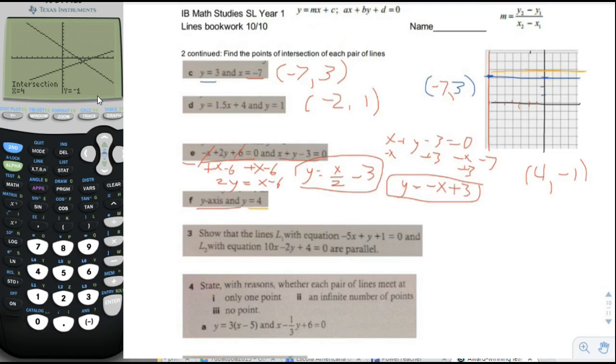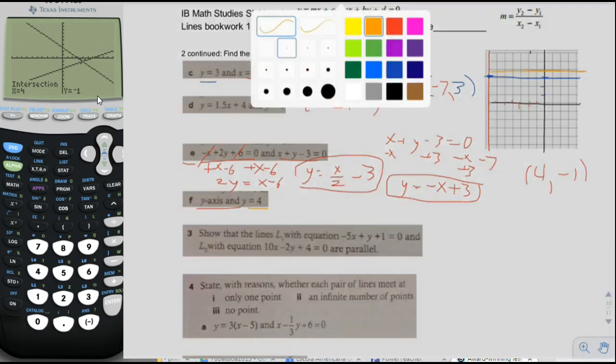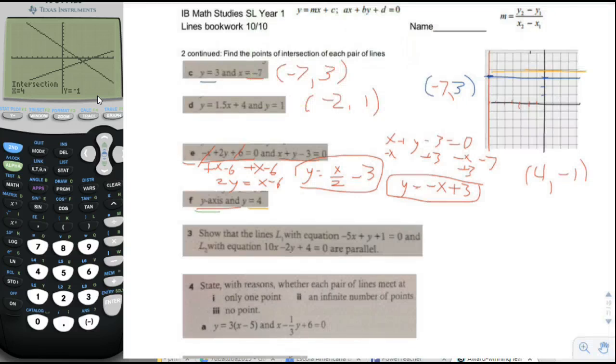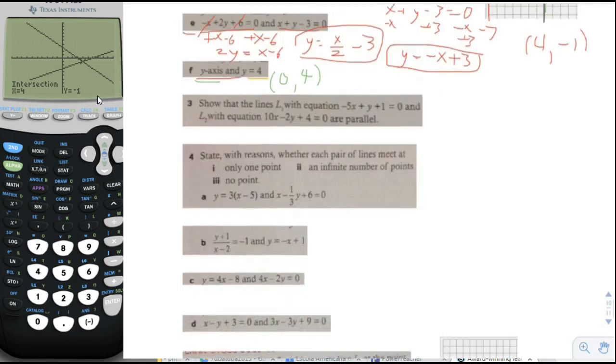And then the y-axis is here. So the intersection point would be right there. And so that point is 0, comma 4. 0, comma 4. Okay, moving on to number 3.